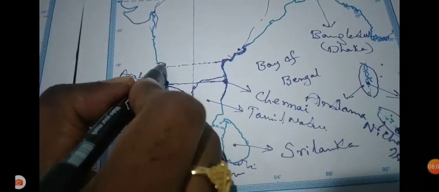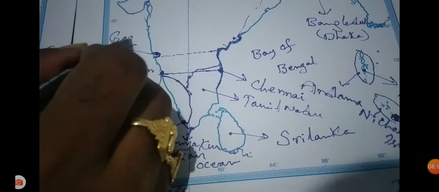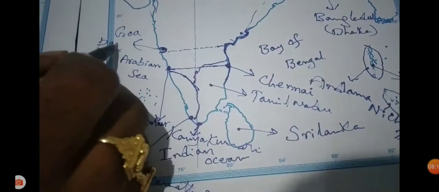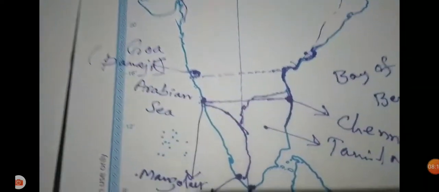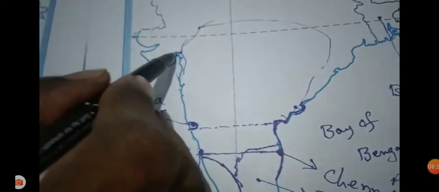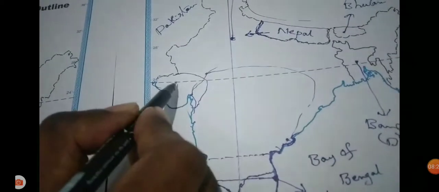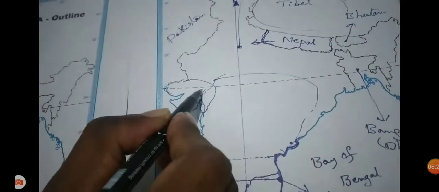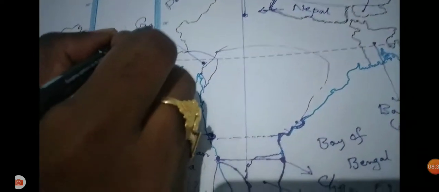The upper part is Goa. Panaji is the capital of Goa. Panaji we have also identified like this. And this is Gujarat. The entire part comes under Gujarat. This is the identification of Gujarat. Gandhinagar is the capital of Gujarat.